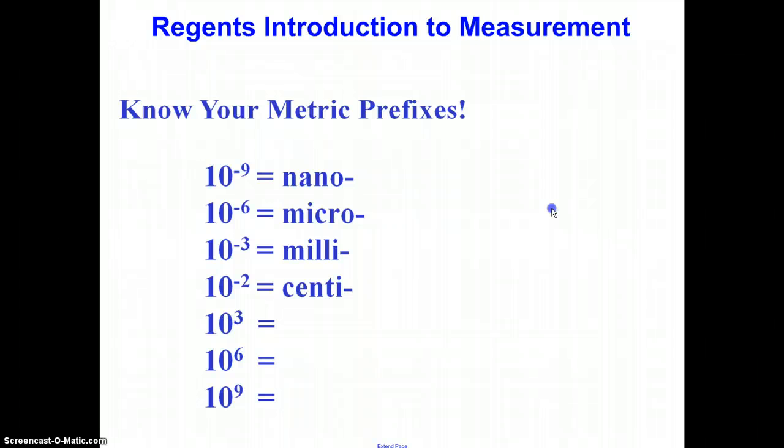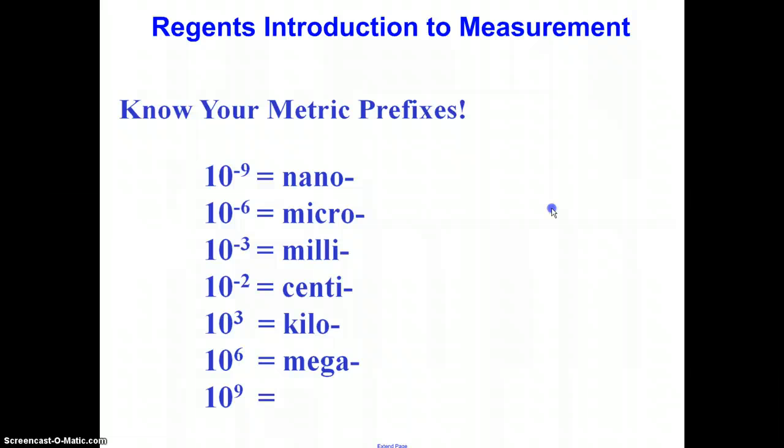10 to the third, 1,000, is kilo. Kilometer. Kilogram is the standard unit of mass in physics. And it's not the gram, but the kilogram. And then we have 10 to the 6, which is a million, and that's mega. One of the units here we'll learn this year when we do energy is mega electron volts, which would be 10 to the 6 electron volts. You'll also hear that nickname million electron volts because, of course, mega means 10 to the 6, which is million.